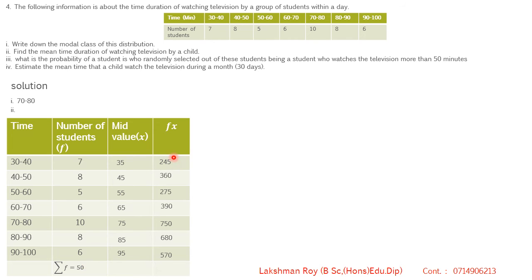In the same way you have to add the fx column values. So 245, you have to add 360, like that. If you get the sum, that is called sigma fx, right? Then you get 3270. That is the value of the addition of the fx column.